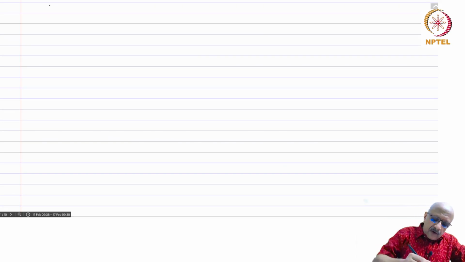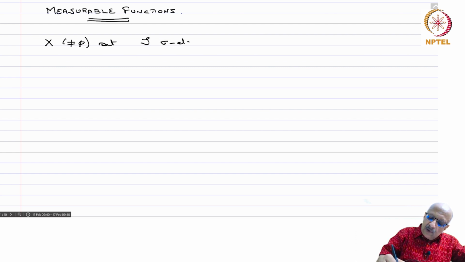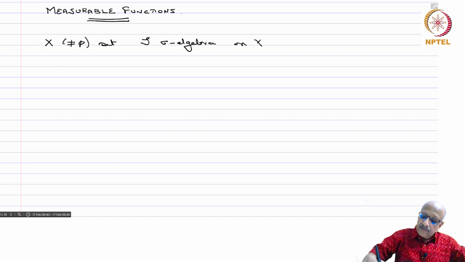Today we'll start a new chapter, so we will now talk about measurable functions. First we'll study some basic properties and definitions of measurable functions. So X is a non-empty set and S is a sigma algebra. We'll work only with sigma algebras in future on X.